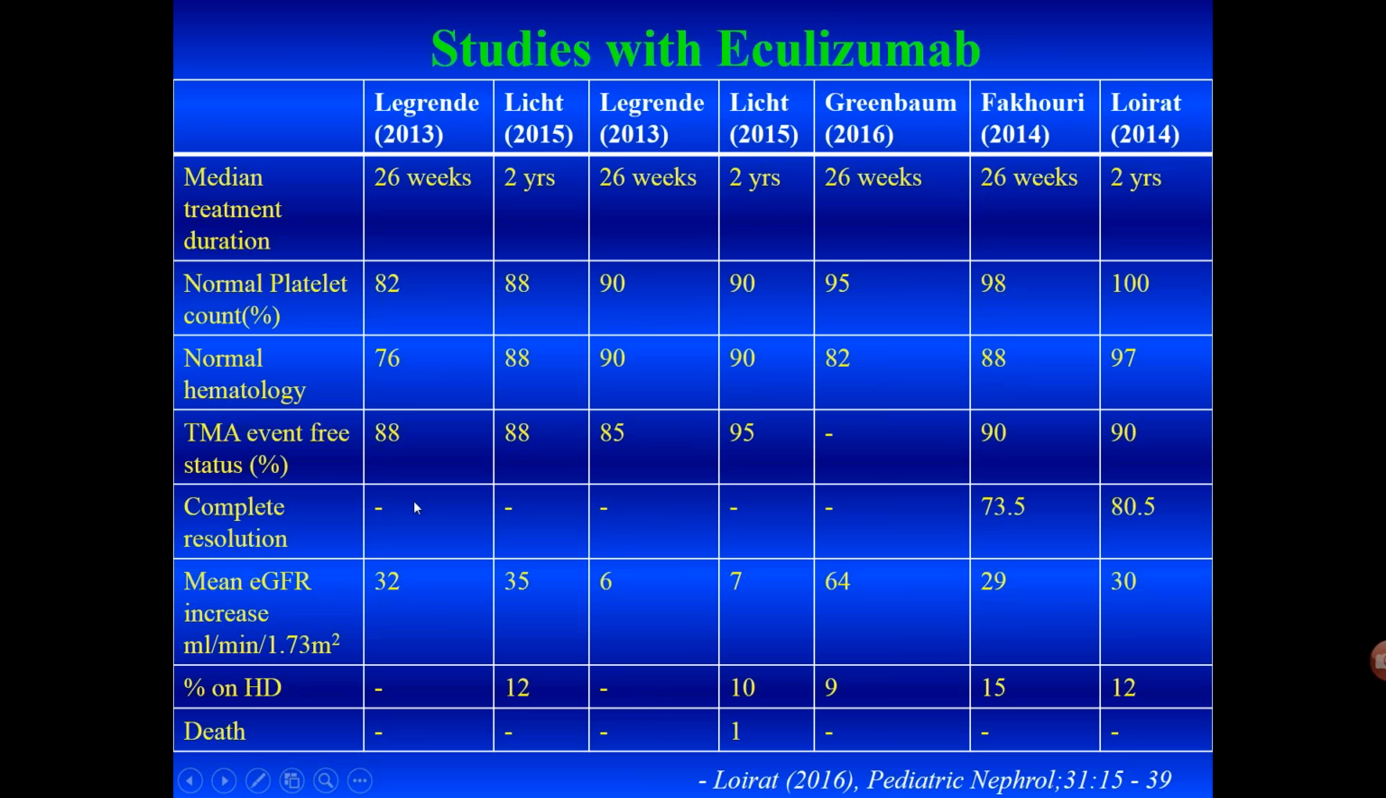Where are we with Eculizumab today? There are 4 studies involving more than 80 patients today. The median treatment was about 26 weeks, with follow-up going up to 2 years in all these patients. They are very recent studies, 2015, 2016. And look at what happened in the deaths. Only 1 death across all these 4 studies, and the percentage of patients on dialysis less than 20%. So Eculizumab seems to offer these patients an extremely good outcome, normalization of the platelets in more than 90%, normal hematology, TMA-free event status on more than 90%, mean increases in the GFR which varied from 6 ml to 35 ml.